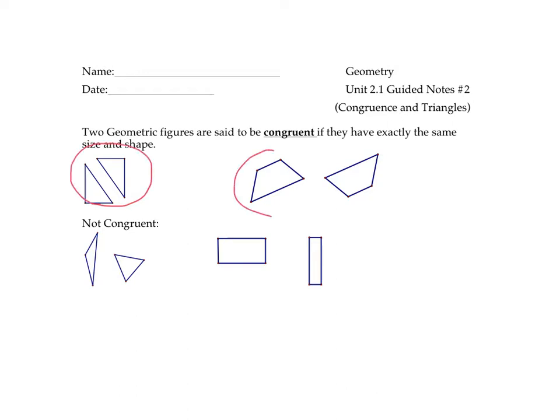And these two trapezoids are also congruent to each other. Same size, same shape. They don't have to be facing in the same direction, however. In the second group, we have two triangles that are definitely not congruent and two rectangles that are not congruent. And that's because they are not exactly the same size.